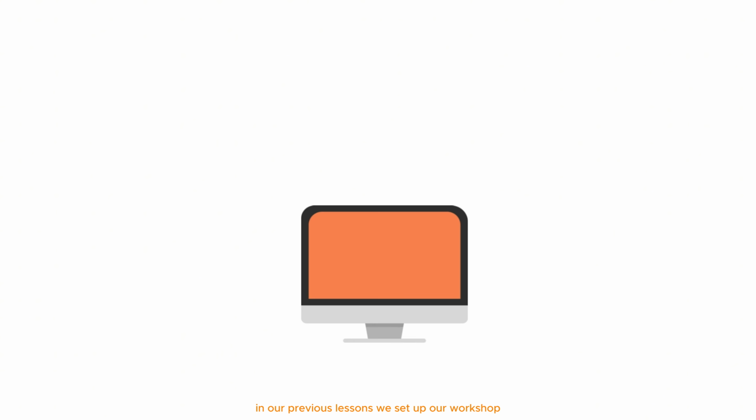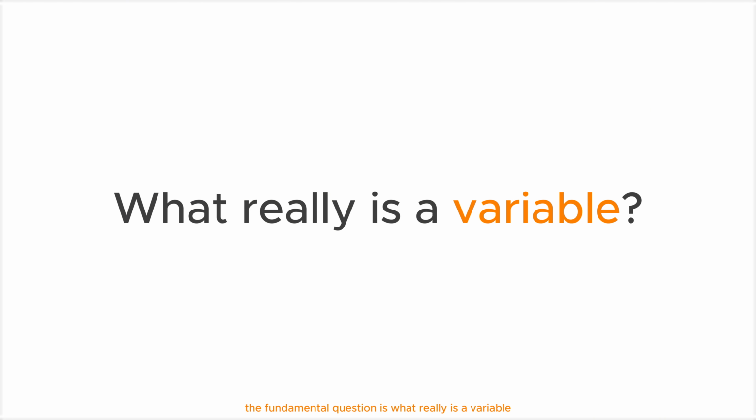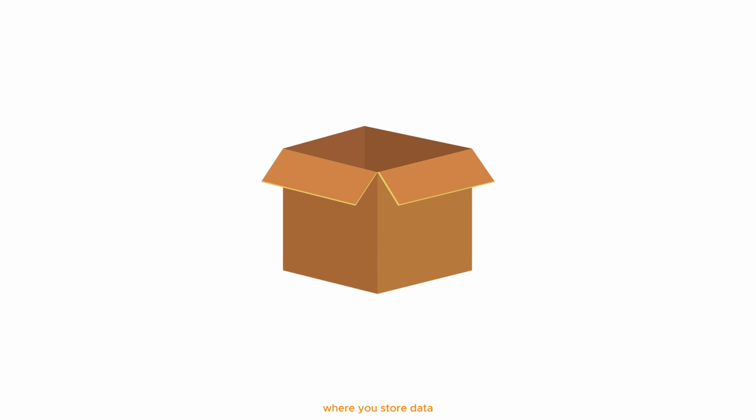In our previous lessons, we set up our workshop. The fundamental question is, what really is a variable? Many introductory courses explain a variable as a box where you store data. Well, this is a simple starting point. It is an incomplete and often misleading analogy. In this academic course, we are going to learn the truth about how professional programmers think about variables.